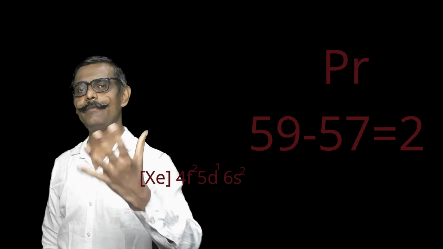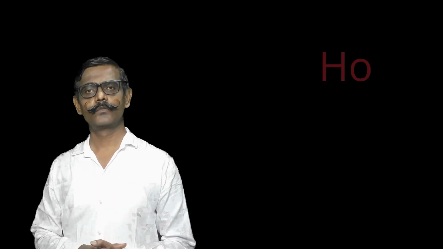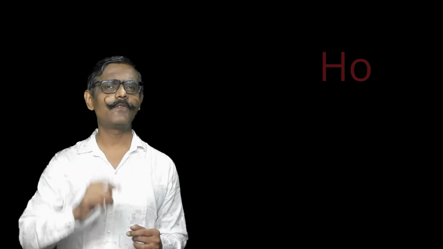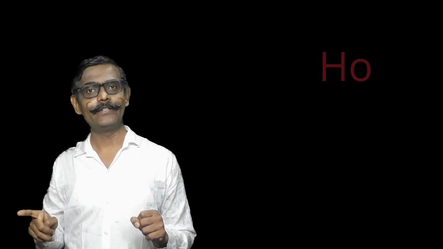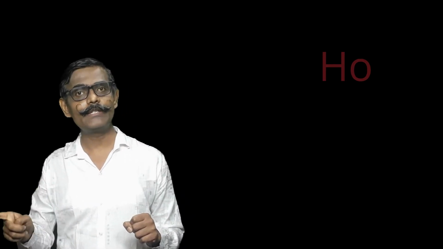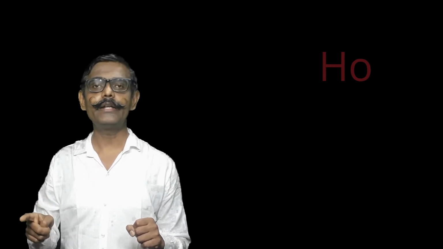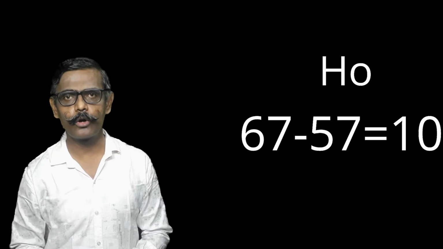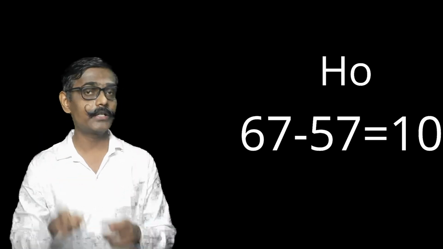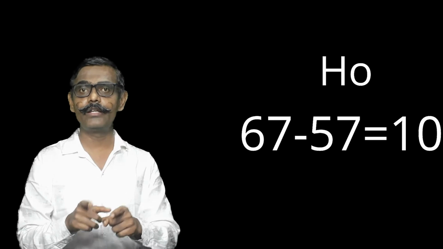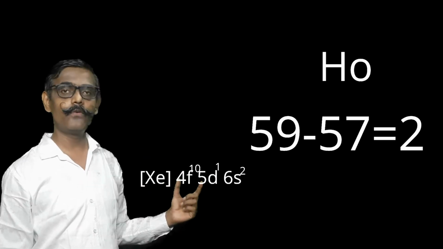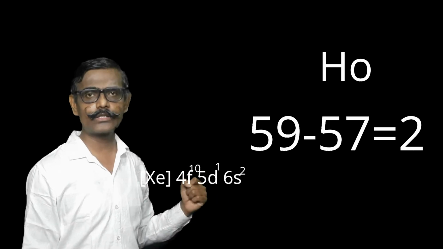Now one more, the last element, let us discuss for ideal electronic configuration. Holmium. What was the living image for holmium? Horse. And what was the non-living thing? CT. CT means what is the atomic number of holmium? C means 6, I no number, T means 7. 67 is the atomic number for holmium. So what will be its electronic configuration? 67 minus 57 is equal to 10. 10 electrons will be in the 4f orbitals. So the electronic configuration for holmium is xenon 4f10 5d1 6s2.